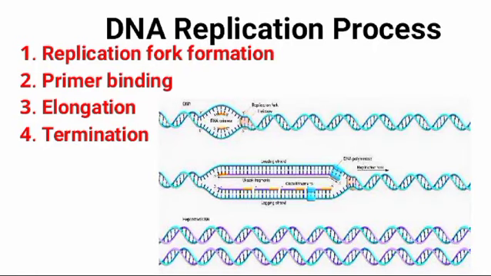Hello students, the topic of today's video lecture is the DNA replication process. In the DNA replication process, four steps are followed. Number 1, replication fork formation. Second step is primer binding. Third step is elongation and the fourth step is termination. In today's video, we will discuss these four steps in detail.